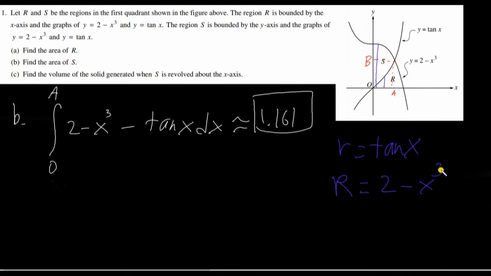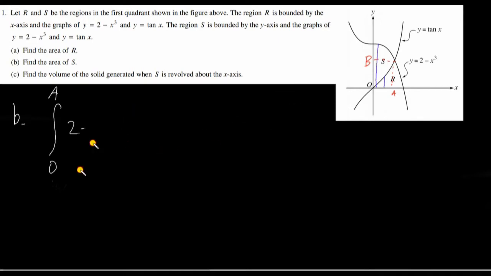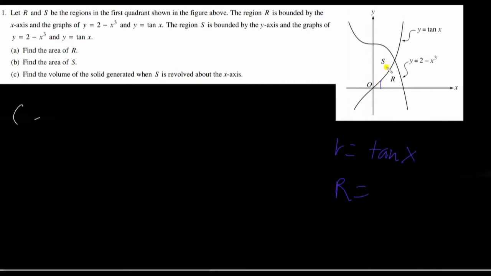Now let's look at part C of this question. So now we need to find the volume of the solid generated when S is revolved about the x-axis. I think you remember what those are by now. So we need to revolve S around the x-axis, right? Let's rewrite our radii because those are important. We have our little r being tangent of x, and this being our big R, which is 2 minus x cubed.